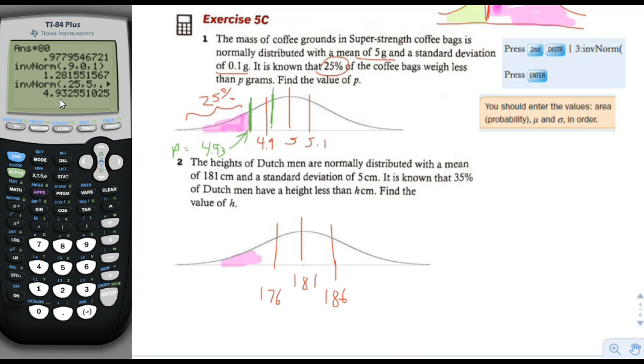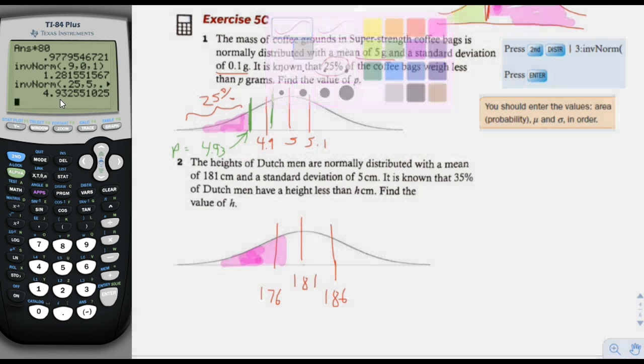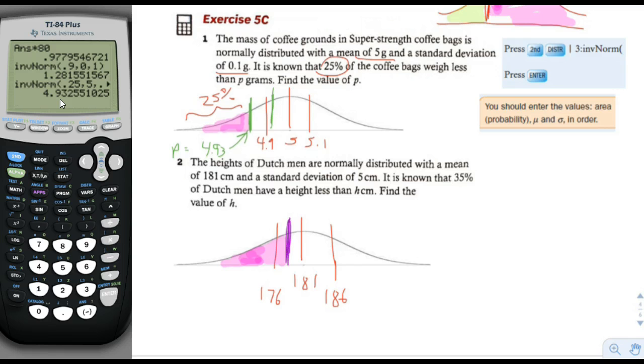Okay. So let's say that it's this quantity here, and we want to know where is this purple line. Okay, so what do we know so far? We know that this area here is 0.35 of the total area, or 35%. And we know that the mean is 181, and we know the standard deviation is 5. So we'll put those three numbers into the inverse normal function, and then it'll tell us where that purple line is going to be.